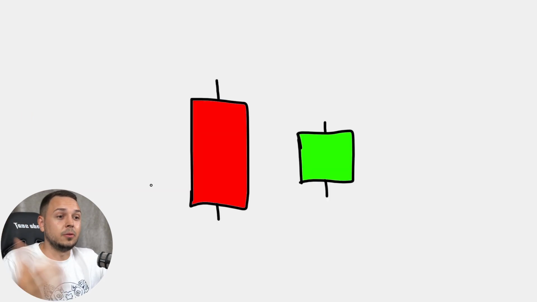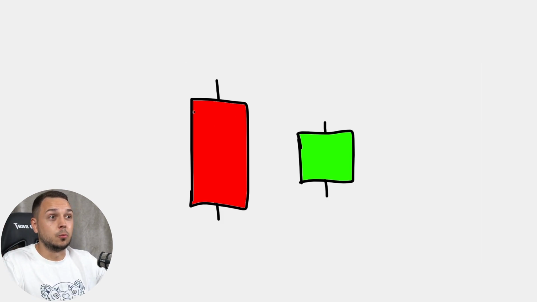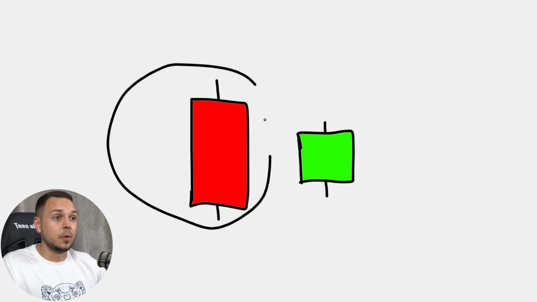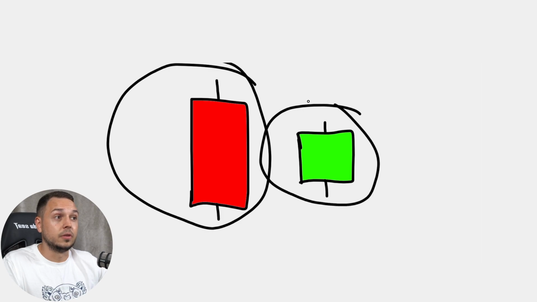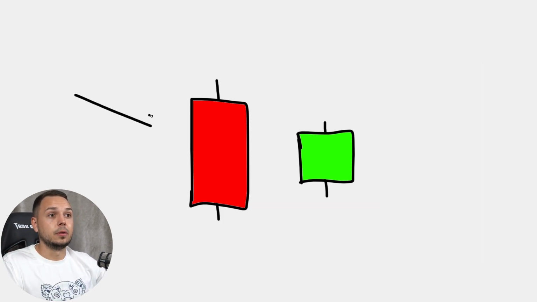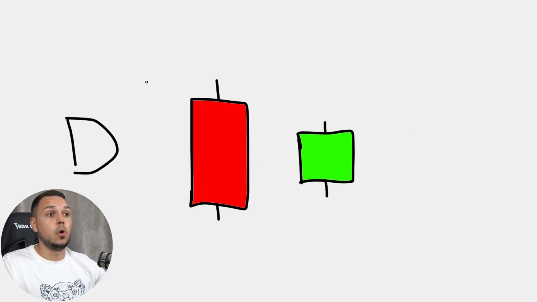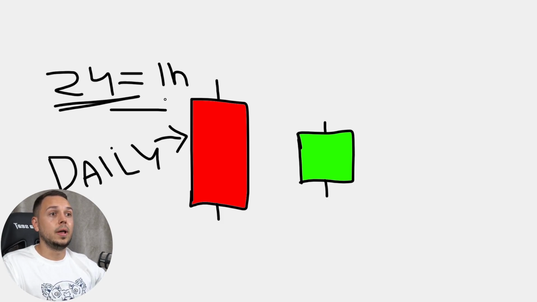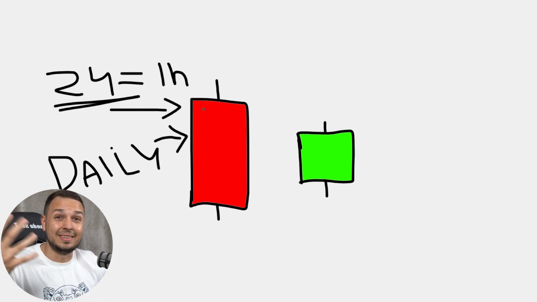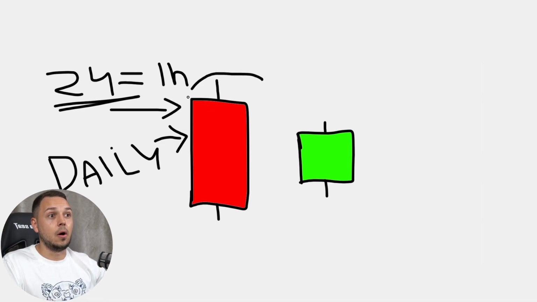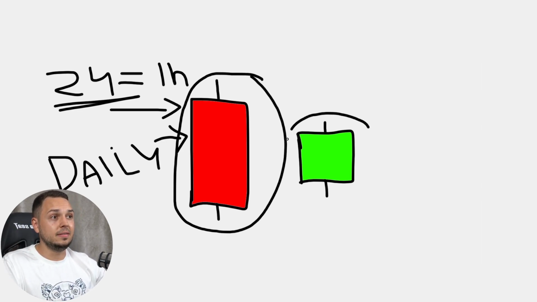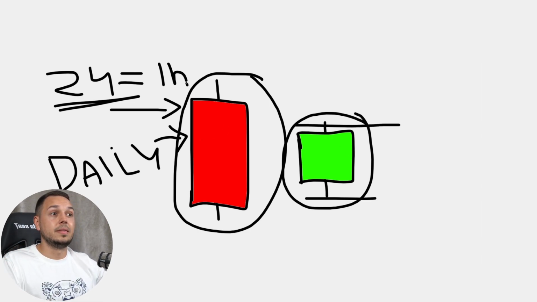So out of the two candlesticks, which one do you think has more momentum? The red one or the green one? The answer is the red one, because it's pretty much double the size of the green one, right? There was a lot more happening with the red candlestick over here than the green over here. So imagine this is the daily time frame. One candlestick of this represents 24 1-hour candlesticks, right? So what does this tell you? This tells you that this day over here on the daily time frame was much more volatile than this day over here.